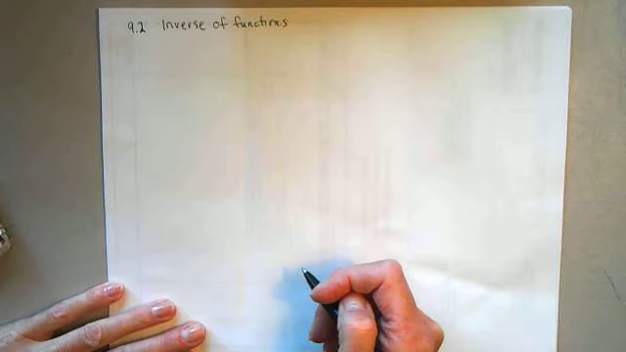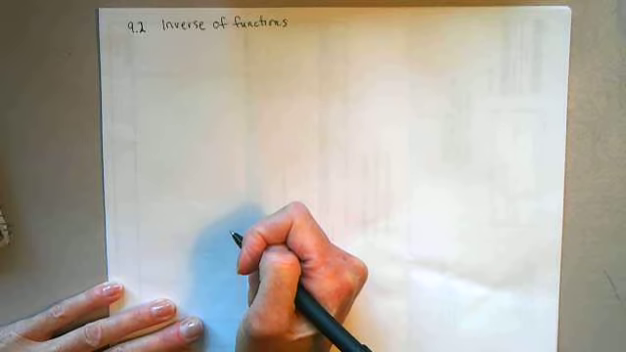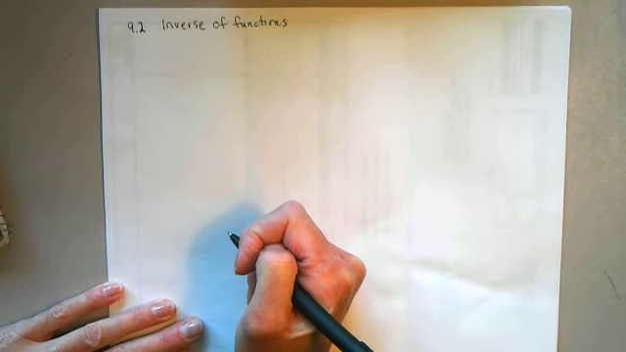9.2 is the inverse of functions. And we know that to be a function, every x value has to correspond to exactly only one y value. And we can check that with the vertical line test. That's how you know if something's a function.